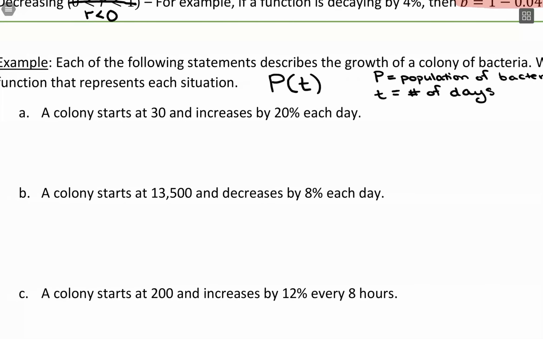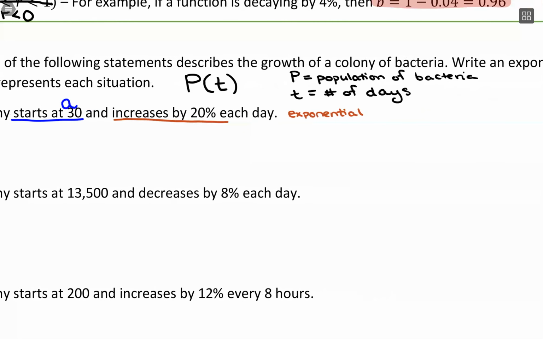All right, so a colony starts at 30 and increases by 20% each day. So I have the starting value, and then because it's increasing by a percentage, I know this is going to be an exponential function. That starting at 30 is our value for A, increases by 20%. So that's where we're going to need to find B. So we're taking 1 plus that 20% in decimal form, which is 0.2. So B is going to be 1.2.